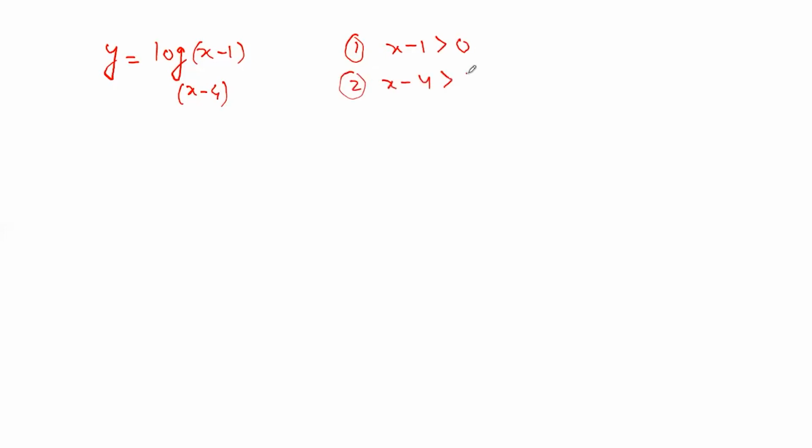One more example of this, you can go like y equals log of (x minus 1) base (x minus 4). See, condition first, x minus 1 greater than 0. Condition second, x minus 4 greater than 0. Condition third, x minus 4 not equal to 1.